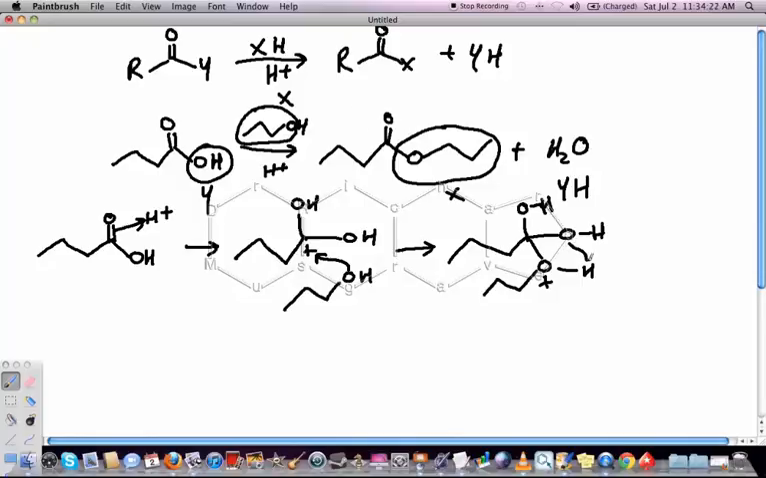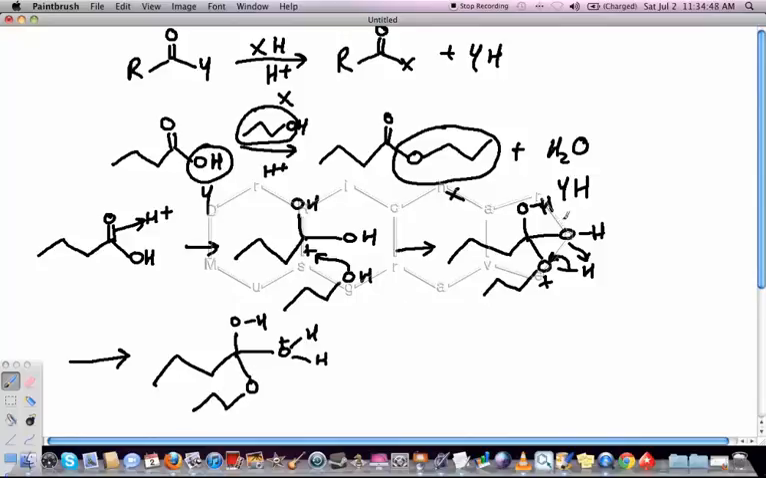And that's what I'm going to show here. So there's the Y group there. And it will take the proton off the group that ended up attacking. And that's what we're going to end up with.